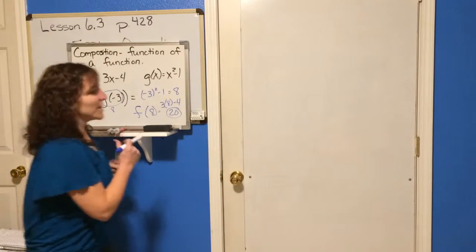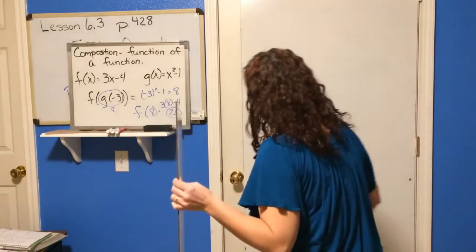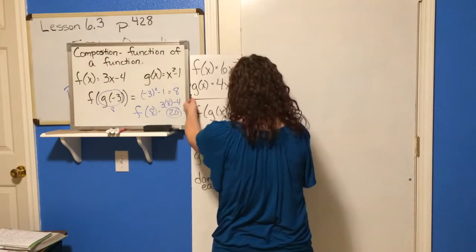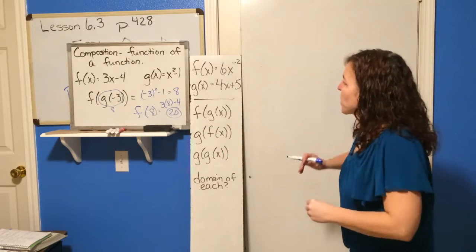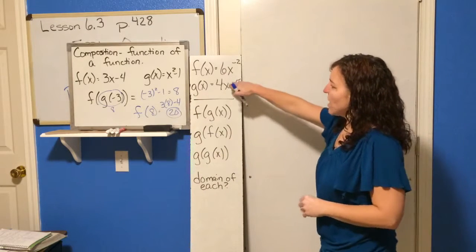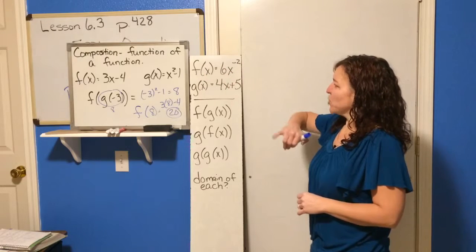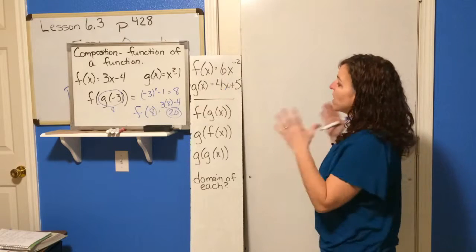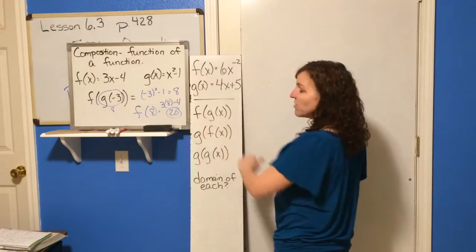All right, let's do some more. And what we're going to do is work them with the functions themselves instead of getting a final answer. So here's what we're going to do. I'm giving you the function f of x is 6 times x to the negative 2 power, and g of x is 4x plus 5. What I want you to give me is f of g of x.